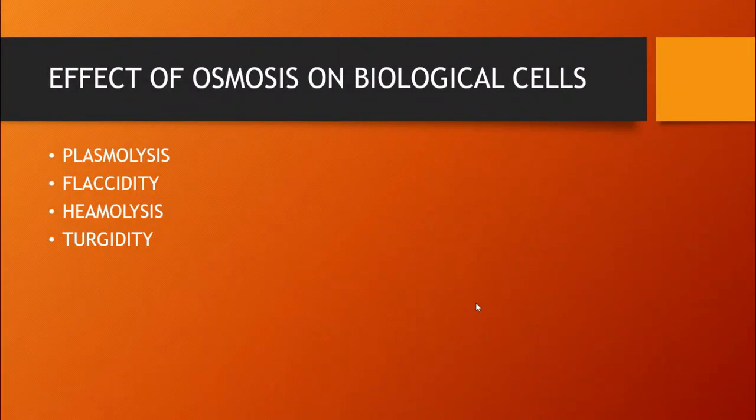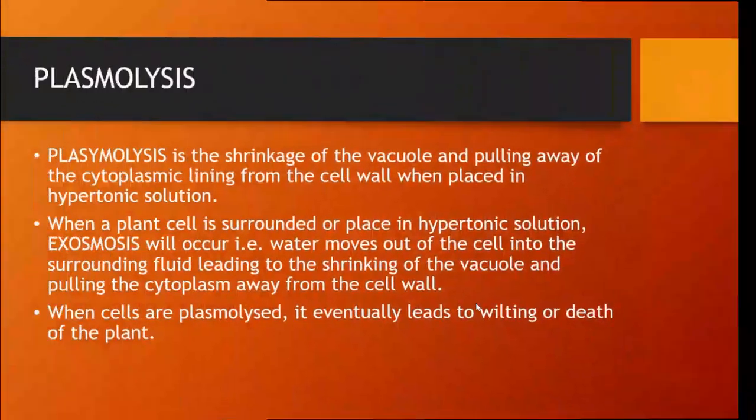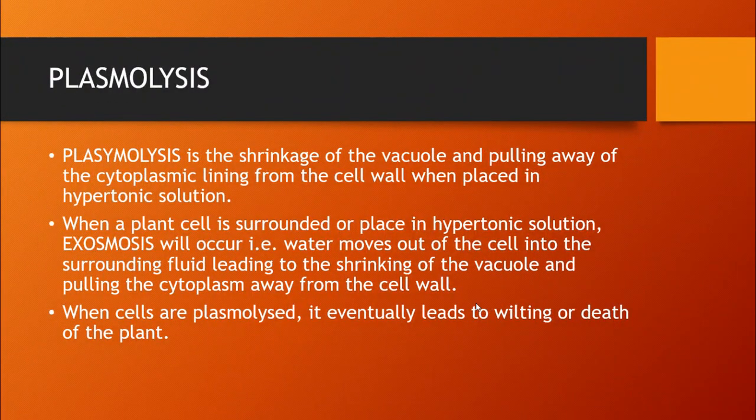Then effect of osmosis on biological cells. We have plasmolysis, flaccidity, hemolysis, and turgidity. Let's start. What's plasmolysis? Of course, I've discussed this before. Plasmolysis, you are placing the cell in a hypertonic solution. Hypertonic solution in the sense that water will be leaving the cell going outside. So for plasmolysis now, water is leaving, the cell tends to shrink. So that shrinking of a cell that can lead to cell death is called what? Plasmolysis. So cells are being plasmolysed when they are placed in what? Hypertonic solution. Exosmosis occurs. Exosmosis in the sense that water moves from inside of the cell outside the cell. That's the idea.